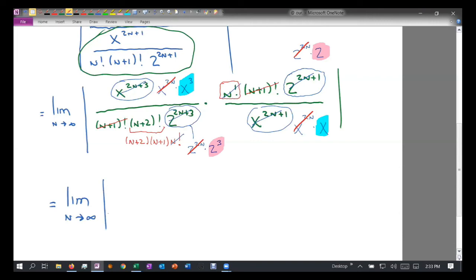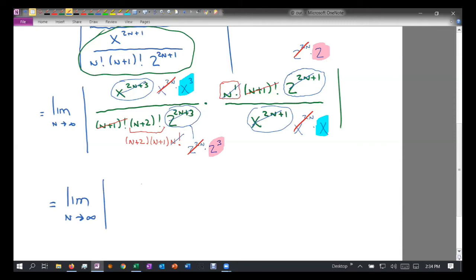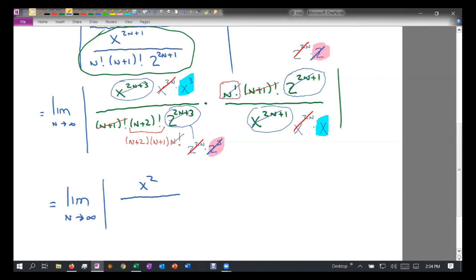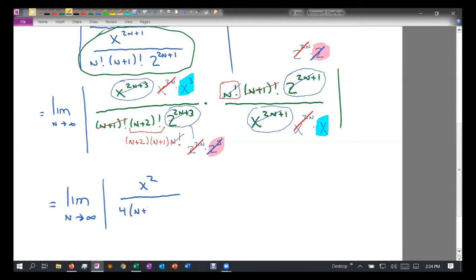What is left in the numerator? Do I have anything left in the numerator? X squared. Okay, so I have an x squared up top. And on the bottom, I have n plus 2. That became a 4 on the bottom, didn't it? Yeah, you got 4 times n plus 1 times n plus 2. Yes. And that's it. I believe algebraically that's what it cleans up to be.